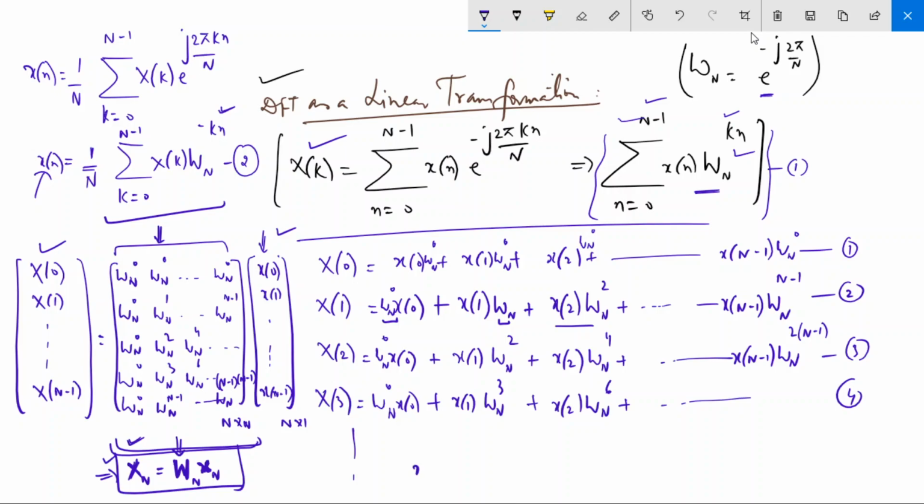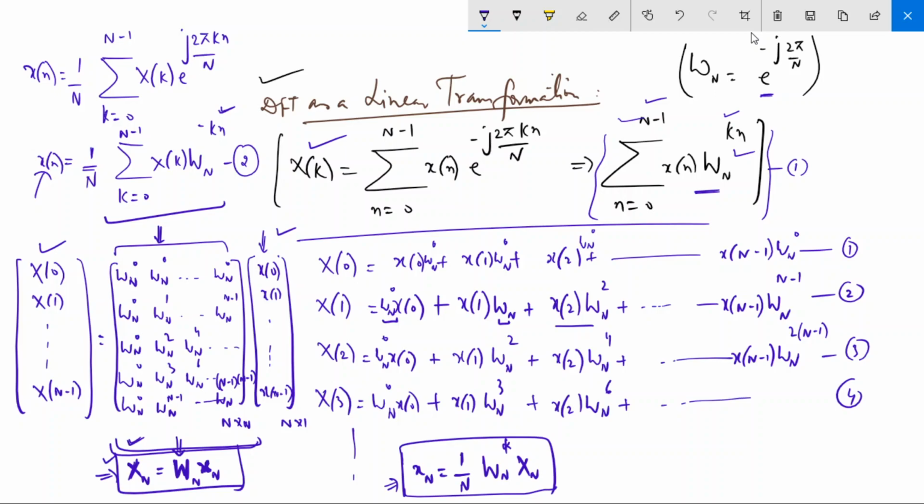So xn, the IDFT, can be written as 1 by n, wn conjugate into capital Xn. This is how you can recover the original signal from its DFT. First you have to find Wn, the matrix of twiddle factors, then find its conjugate. Then multiply this with the DFT and divide each sample by n, and you will get the original sequence xn.